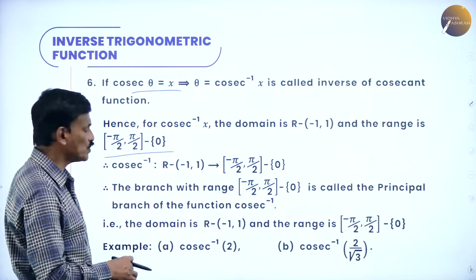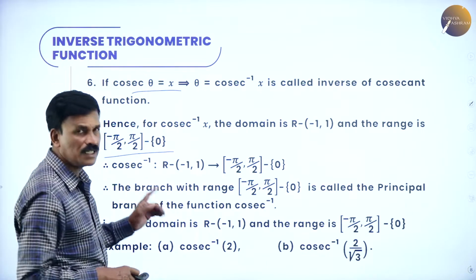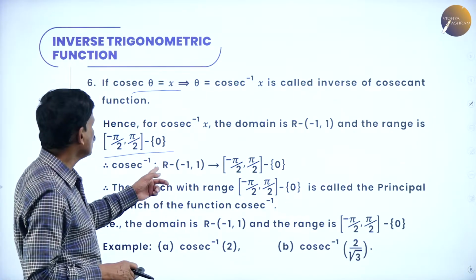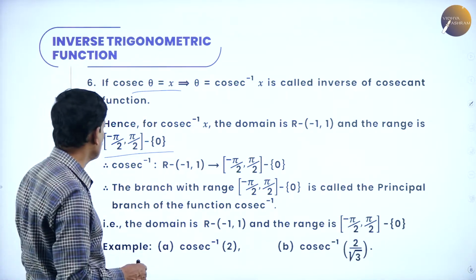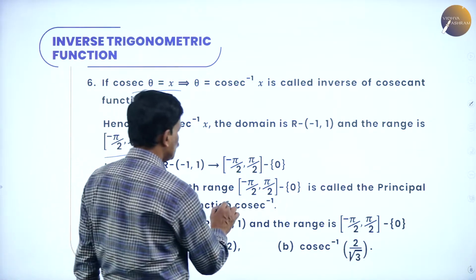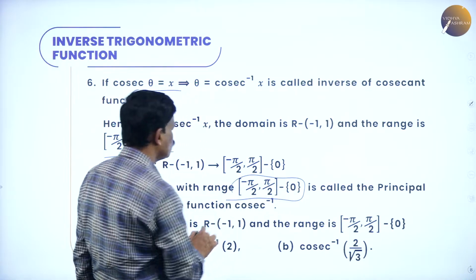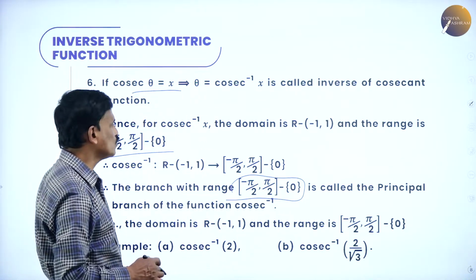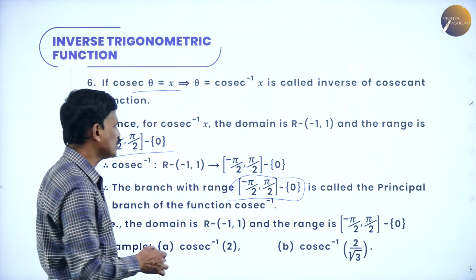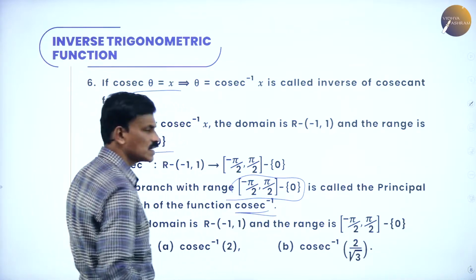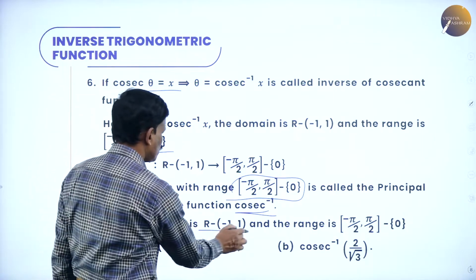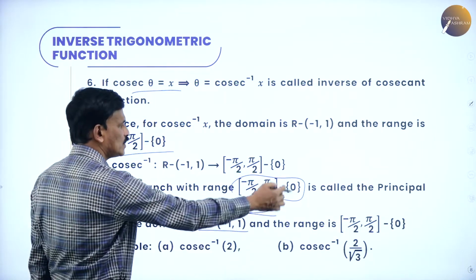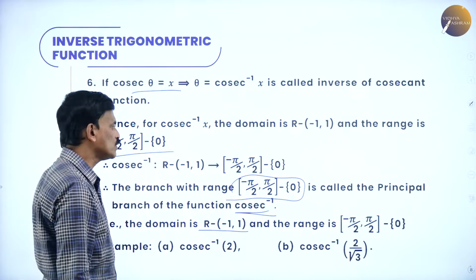Hence, cosecant inverse x is a function from R minus (-1, 1) to (-pi by 2, pi by 2) minus 0. The branch with the range (-pi by 2, pi by 2) minus 0 is called the principal branch for the function cosecant inverse x. That is cosecant inverse, and this is the domain, R minus (-1, 1), and the range is (-pi by 2, pi by 2) minus 0.